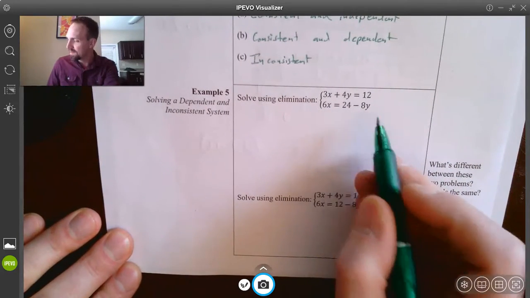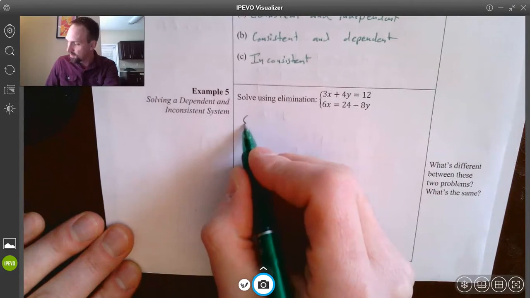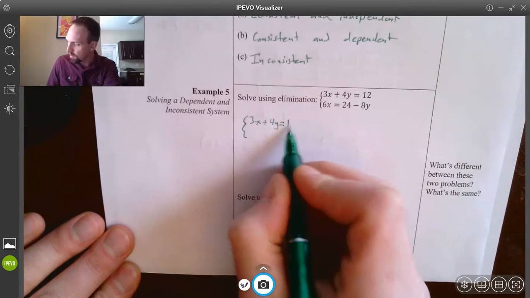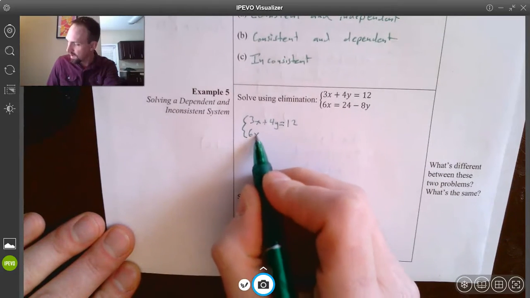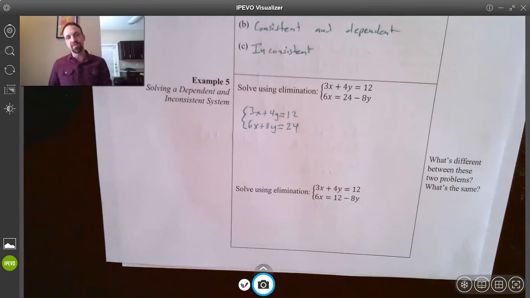If I add 8y on both sides, then I have, in the first one, 3x plus 4y equals 12. In the second one, I'm going to have 6x plus 8y equals 24. So looking at these, you can see that if I multiply row 1 by -2, then I'm going to have the exact opposite of all of these others.